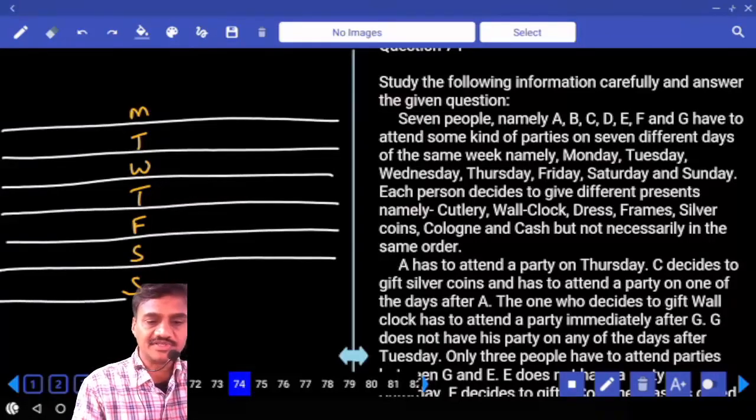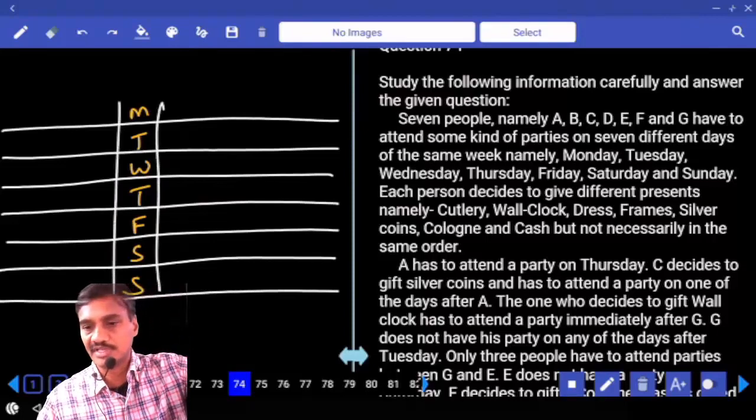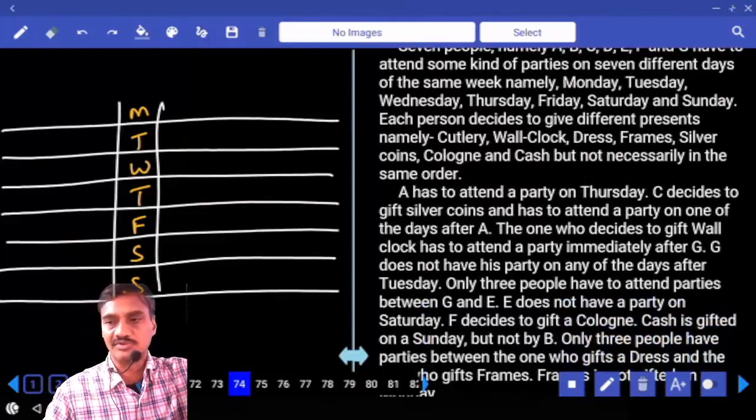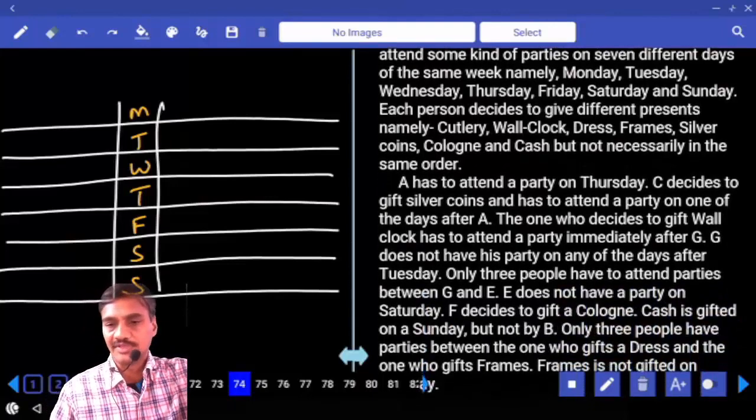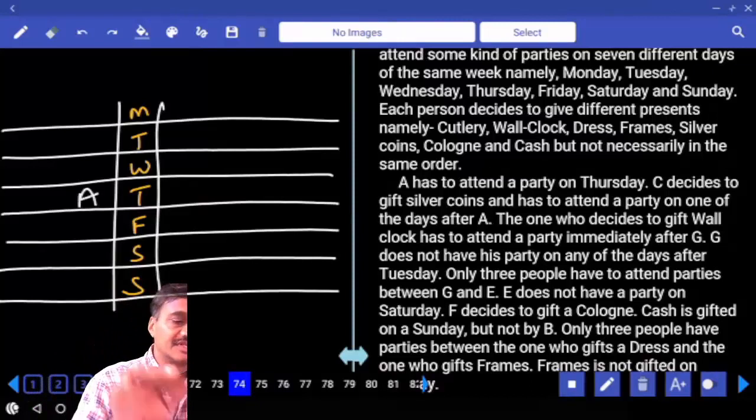On 7 different days, and the gifts were also clearly given. Each person decided to give a different present. Then first one, A has to attend a party on which day? Thursday. Hence A Thursday, that is fixed.